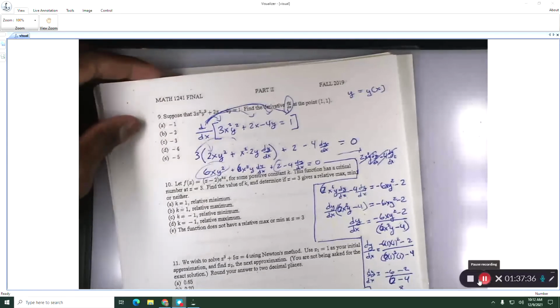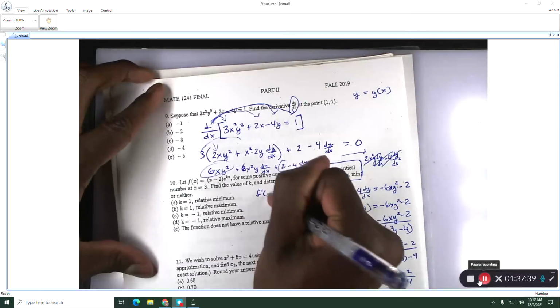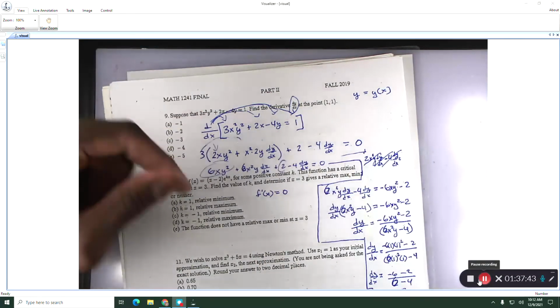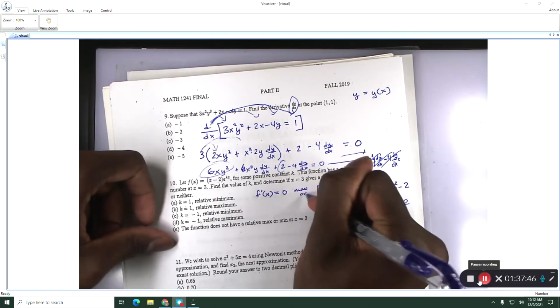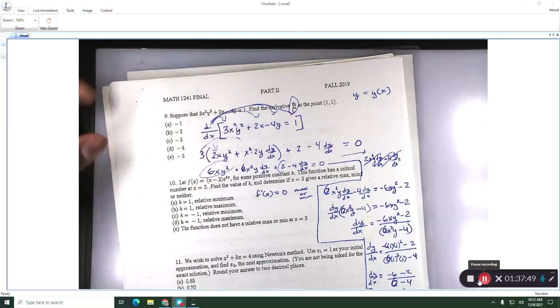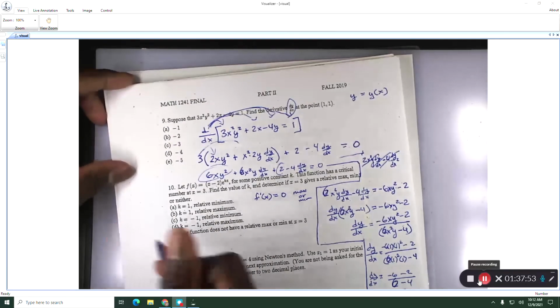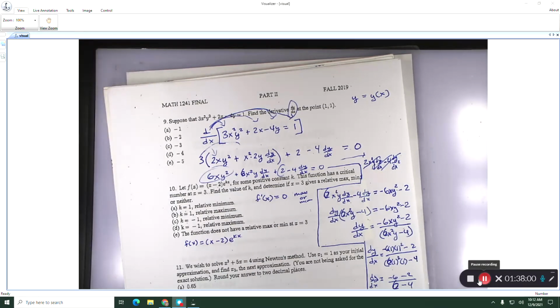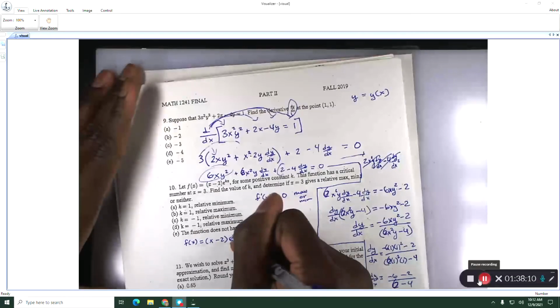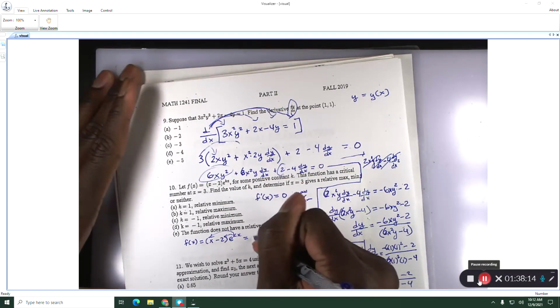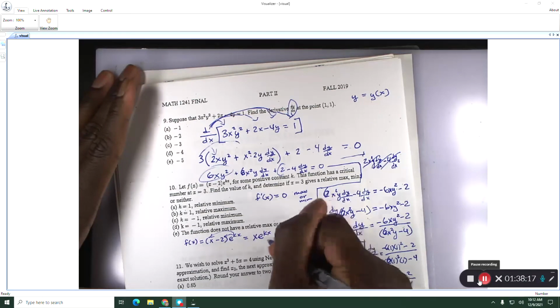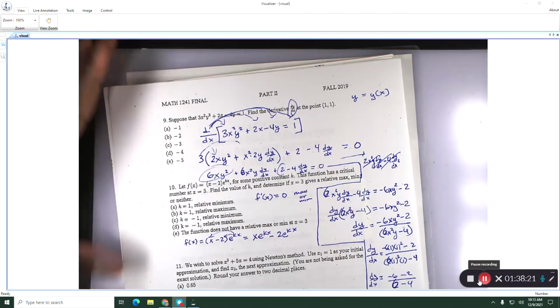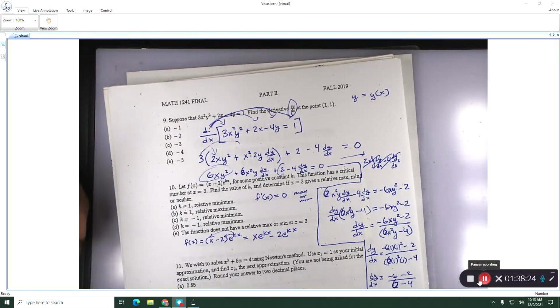So for this problem, I want to know if f prime of x equals 0. For my x values, do I have max or min or neither? My original function is f of x equals x minus 2 times e to the kx. If I want to take the derivative of this, it's a function times a function, which can be a little bit complex. So I'm going to simplify this. I'm going to distribute: x times e to the kx minus 2 times e to the kx. I just distributed to simplify.